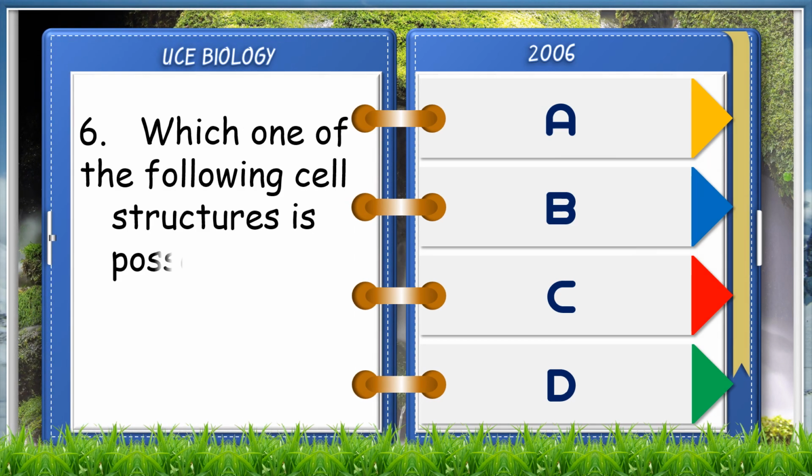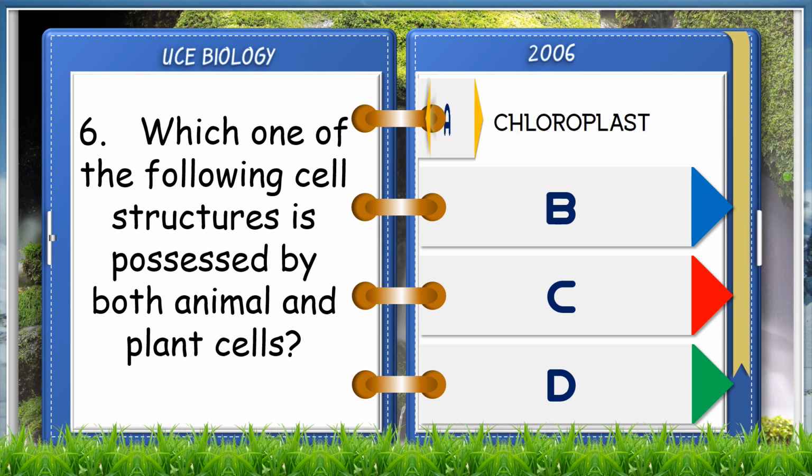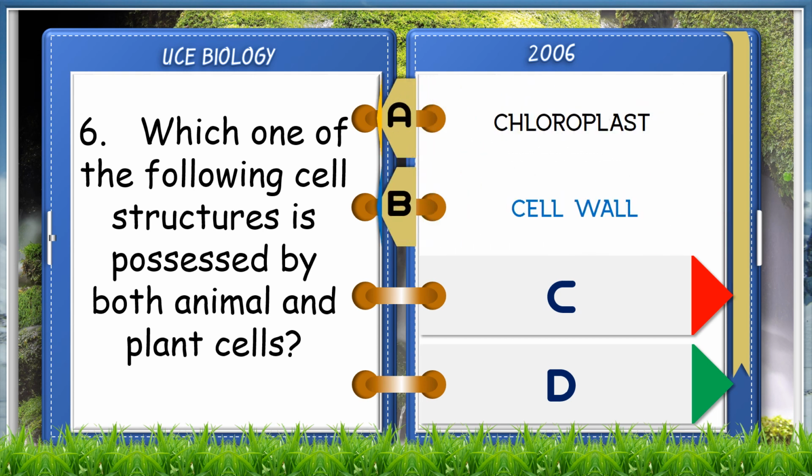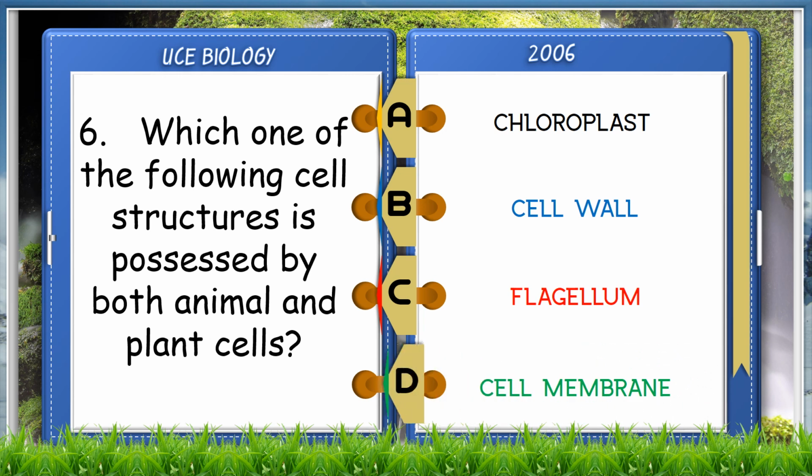Which one of the following cell structures is possessed by both animal and plant cells? A. Chloroplasts, B. Cell wall, C. Flagellum, D. Cell membrane. The answer is D. Cell membrane.